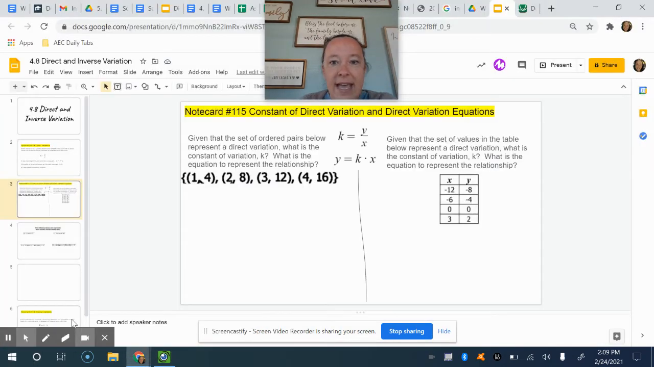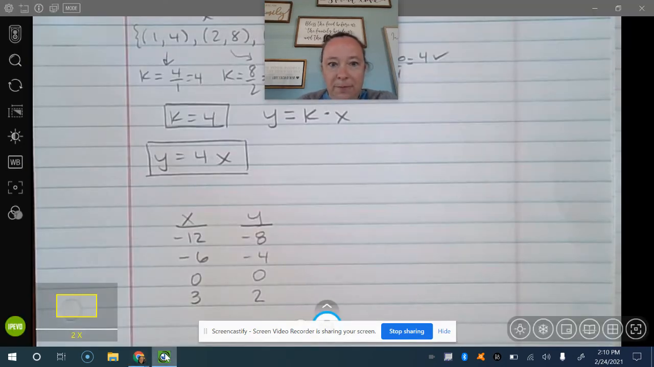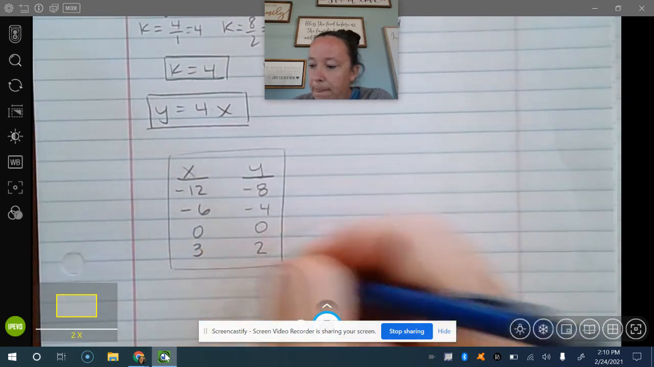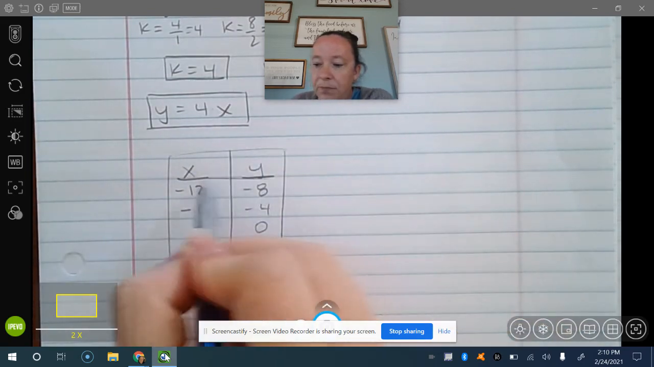Now let's go and look at the other one. The other one on the right here is a table. And so it's still information. It's still like ordered pairs. It's just in tabular form. So now we need to find the constant and the equation to represent the relationship. All right, so I've taken the table, I've put it here. And we need to find the constant.